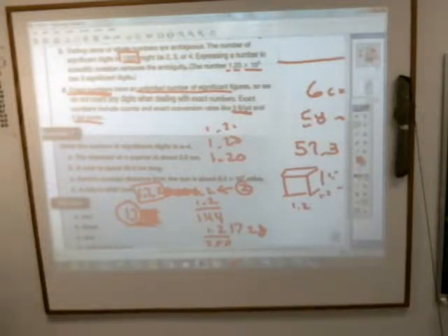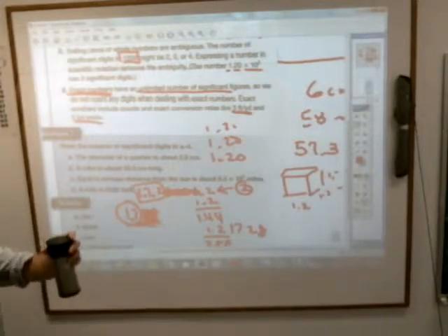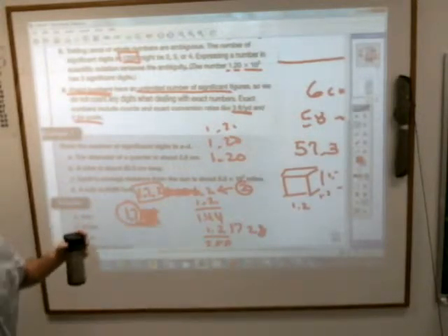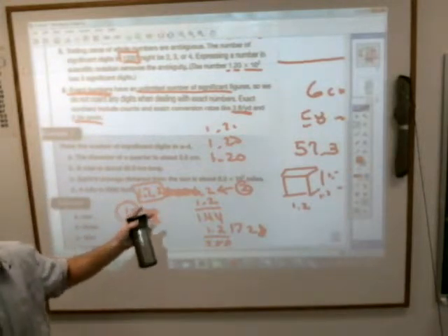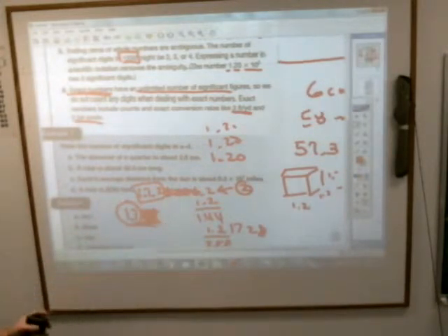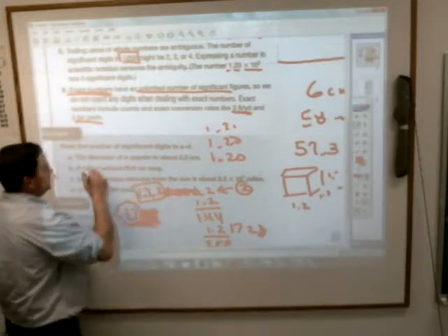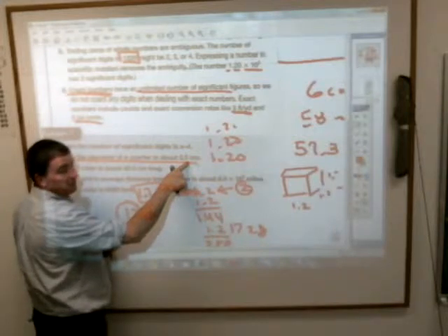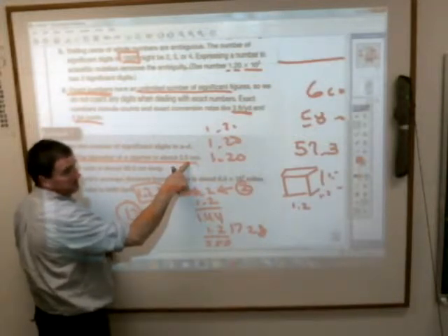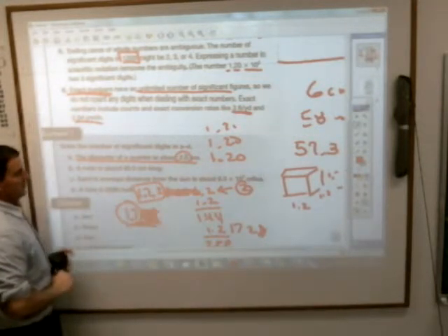Again, remember, this only applies when you're actually measuring things with some sort of a scale. It doesn't apply if the book just says multiply 1.2 times 1.2; you get whatever answer you get. If it says, like this one, the diameter of a quarter is about this, then you'd have to consider what the significant digits are in that. And this one only has 2 significant digits.